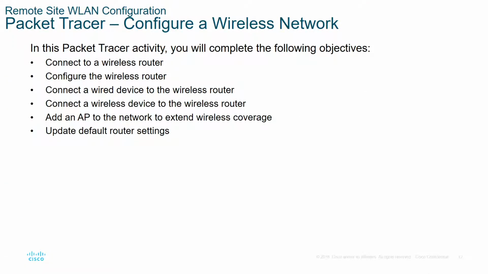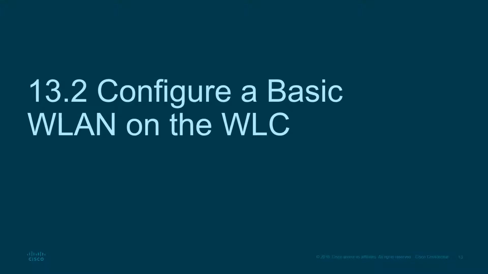We have a Packet Tracer exercise called Configure a Wireless Network. The objectives for that exercise are to connect a wireless router, configure the wireless router, connect a wired device to the wireless router, connect a wireless device to the wireless router, add an AP, access point, to the network, and extend wireless coverage. Update the default router settings. You should do that Packet Tracer now before continuing. Continuing on with the work. Configure a basic WLAN on the wireless LAN controller.